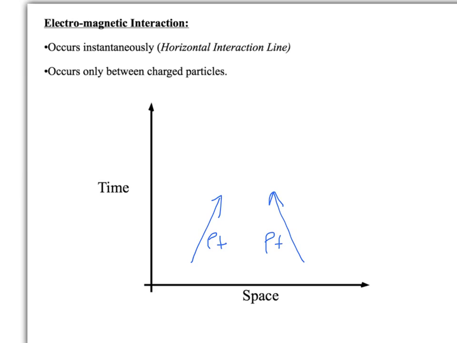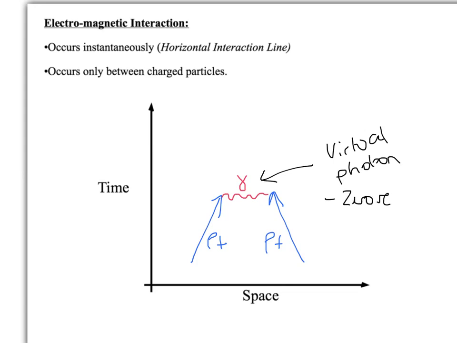Now when I said horizontal interaction line, the interaction line is like a wiggly line to demonstrate the exchange of a particle. And as we know, for electromagnetic interaction, the exchange particle is a virtual photon. So let's just quickly label that in there. Okay, so key things you should know about a virtual photon is it has zero rest mass and it has zero charge. So there's a couple of key points there.